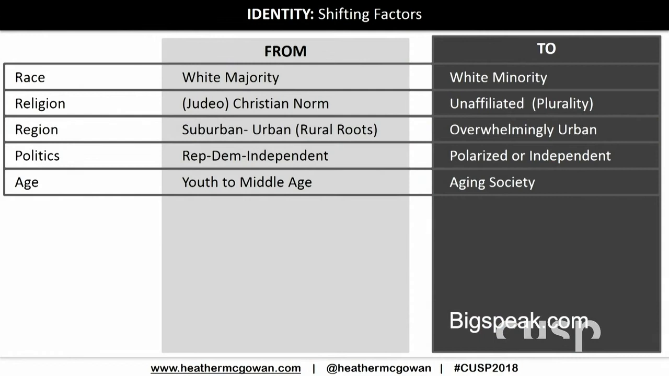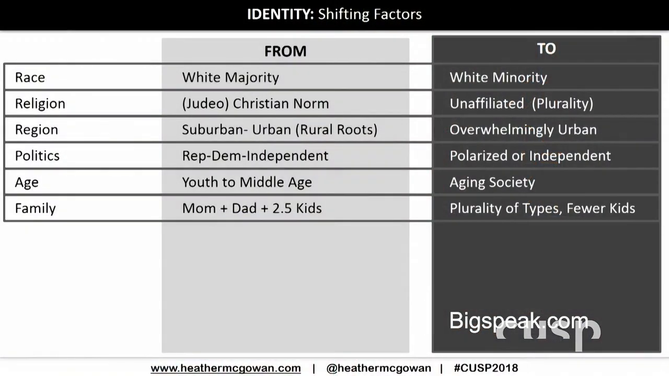And then ages, we've been a sort of youthful society, at least that's how advertisers portray us. The 18 to 44, the 18 to 54 demographic is the one you wanted to go after. Soon we're going to have more old people than we have young people in an aging society because we're having fewer children and people are living longer. And then family, which was mom, dad, and 2.5 kids, is now going to be a plurality of types, and there's an actual middle child extinction going on because now we're having fewer than 2 kids.